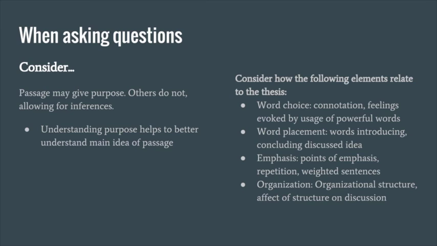Now you also want to consider how the following elements relate to the thesis. The first one being word choice. You want to pay attention to powerful words and the connotations or feelings evoked by the usage of certain words. Word placement: what words are introduced or conclude the ideas discussed. Emphasis: what points are specifically emphasized? Are words repeated? Which sentences are more heavily weighted? And then organization: what organizational structure is used, and how does the structure affect the idea being discussed?